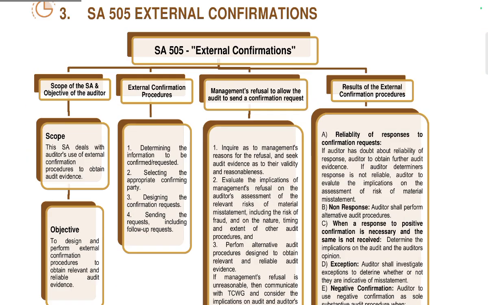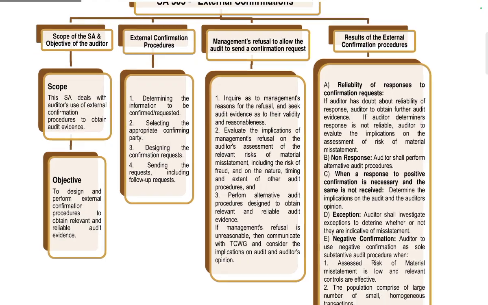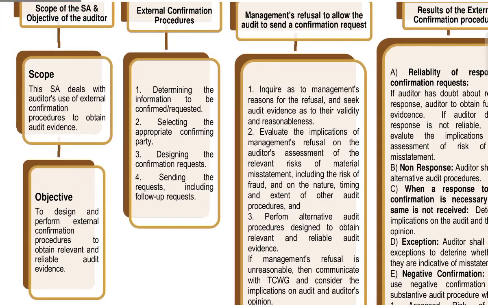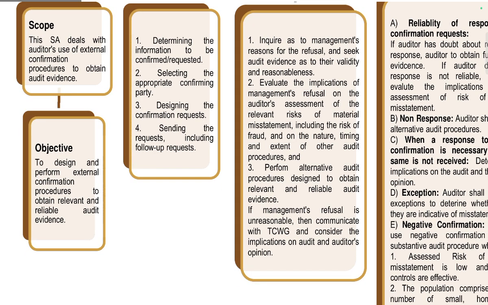External confirmation. Scope of the audit and objective of the auditor. The SA deals with the auditor's use of external confirmation procedures to obtain audit evidence. Objective: design and perform external confirmation procedures to obtain relevant and reliable audit evidence.